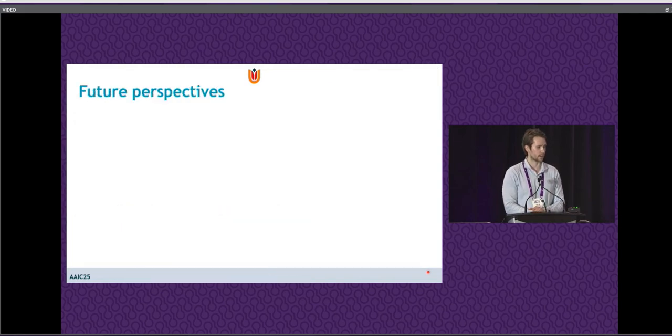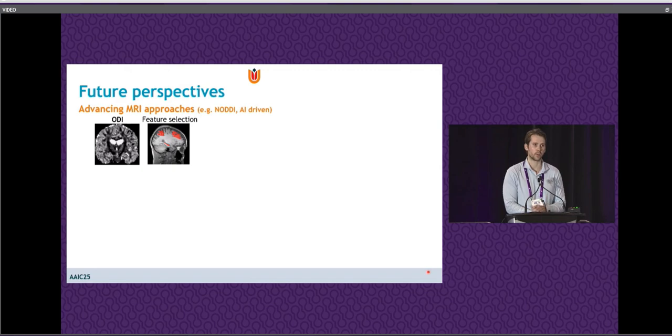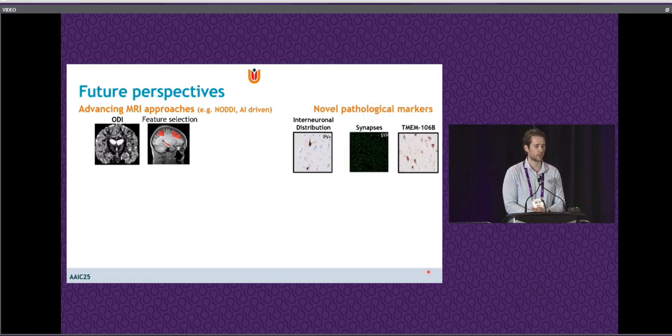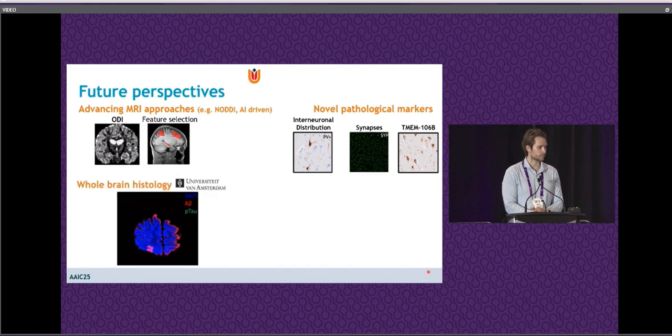And then quickly for future perspectives, of course we want to go into more advanced MRI. We're currently looking at NODDI measures and AI-driven approaches. Of course we're using novel pathological markers, interneuronal synapses, and for FTD very relevant TMEM106B. And then very interesting with the University of Amsterdam, we're doing a whole brain histology.